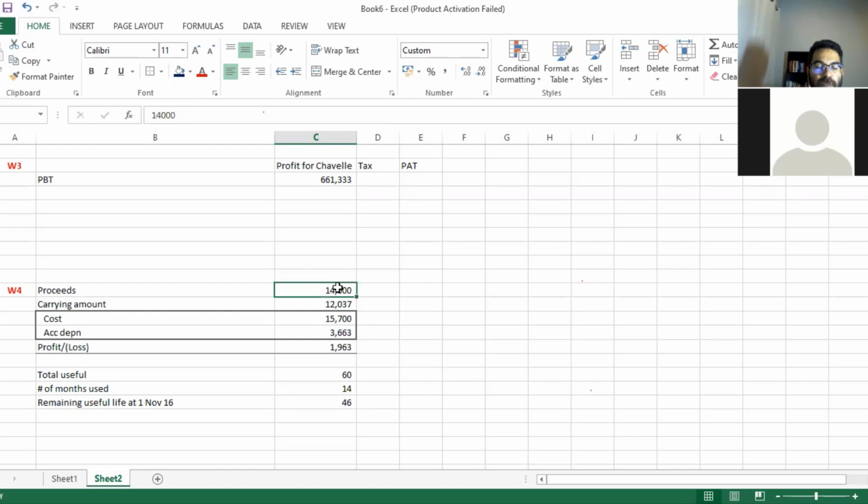What was Chevelle's cost price? 14,000 Rand. But we know this 14,000 Rand is inflated by the unrealized profit of 1,963 Rand. So therefore, over the next 46 months, the depreciation is going to be overstated by the 1,963 Rand. So we need to make that adjustment.